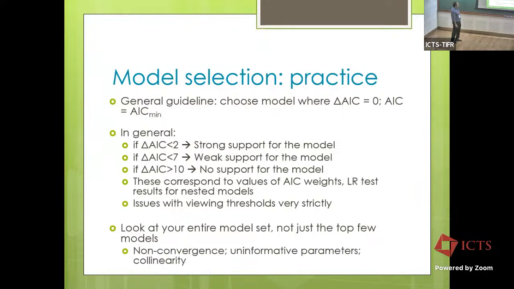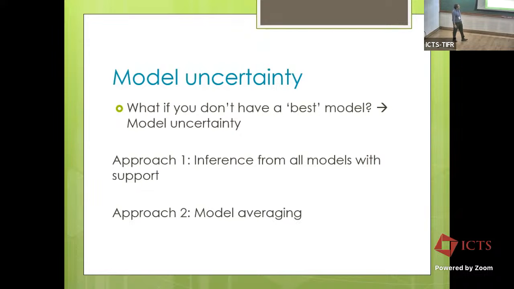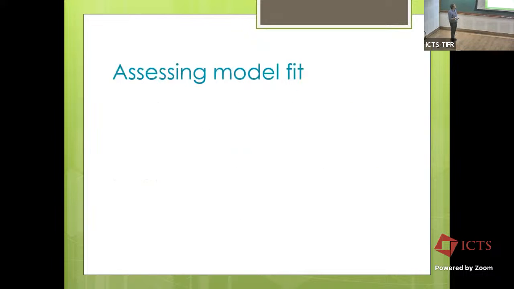Look at your entire model set, not just the top few. Convergence is an issue. Like I said earlier, if you don't have a single best model, where there are 2-3 models within delta AIC of 2, then you can use inference from all the models with support. You can also do model averaging. I won't get into how you go about doing it, but that is another way of getting an average estimate of the parameters of interest from all of the models in my candidate model set.